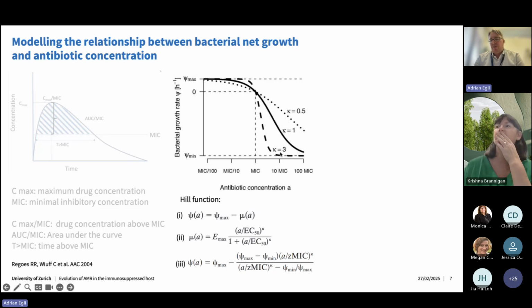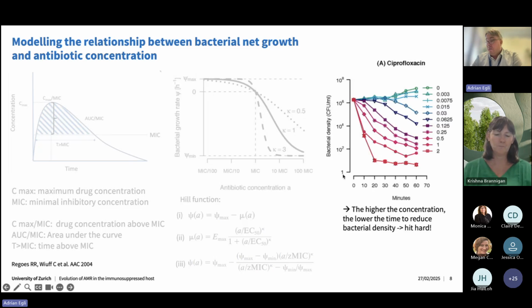You can further add here modifications with the kappa function you see here. So a stronger antibiotic, for example, would result in a steeper decline of the growth, where something which is weaker would reduce this steepness, and then you have a bit more a flat reduction of the growth curve.